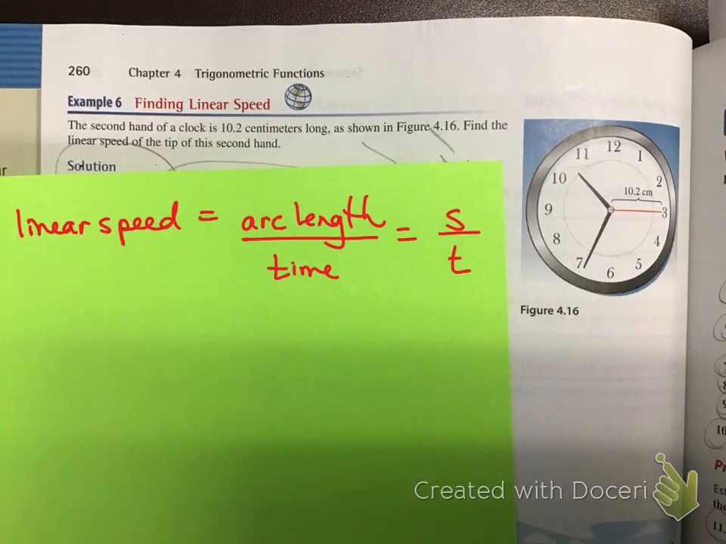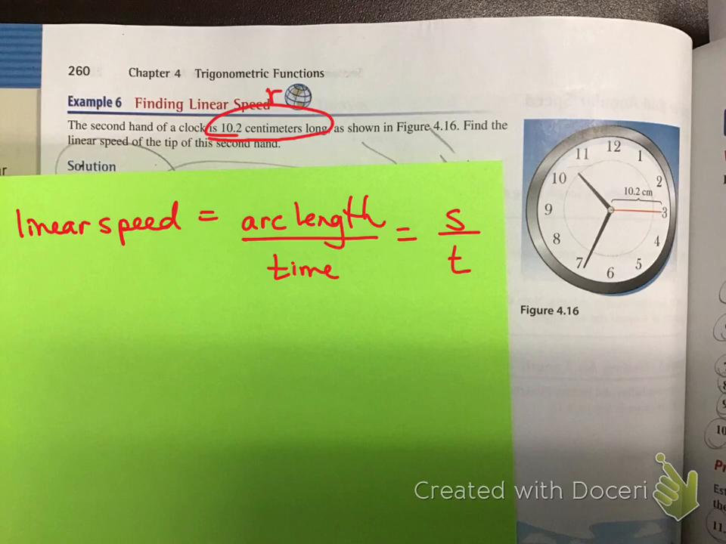Okay, the second hand of a clock is 10.2 centimeters long, as shown in figure 4.16. Find the linear speed of the tip of the second hand. So I've written down the linear speed equation. It's equal to the arc length divided by time, which is S over T. And from the problem, the second hand of the clock is that long. That's our radius.